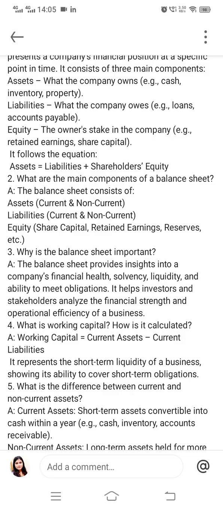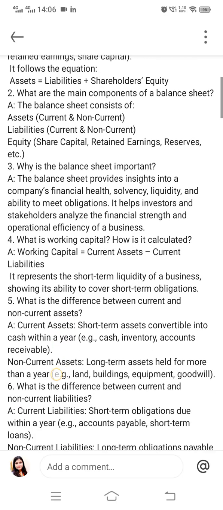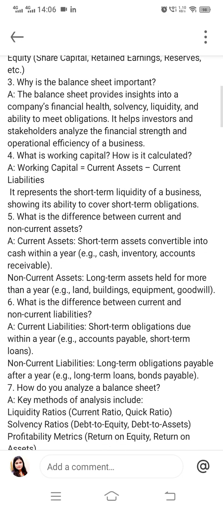Then as per the data, we try to improve our company's liquidity and solvency. And investors also check this information before putting their money into the business. So the balance sheet is very important and it plays a crucial role.